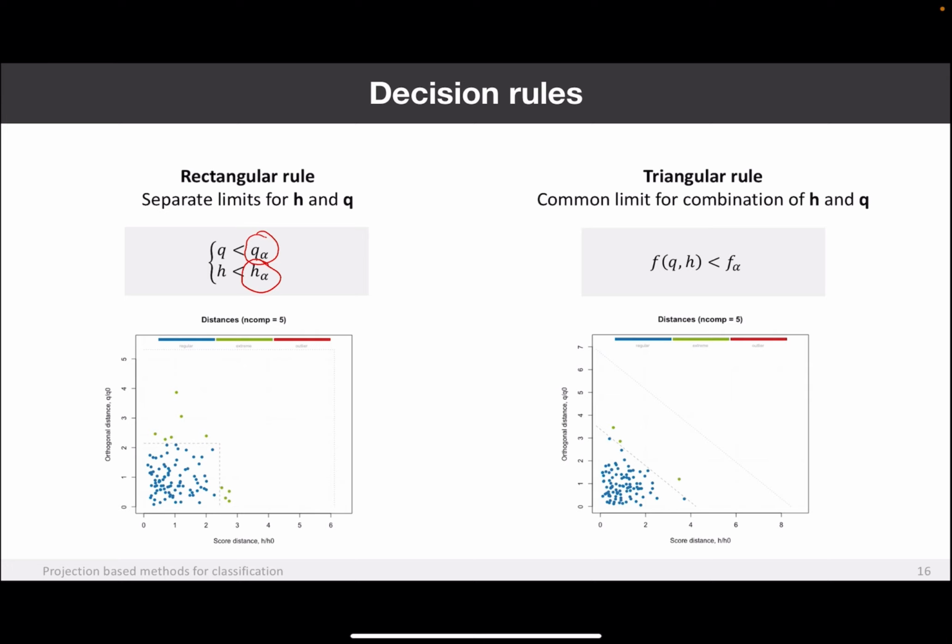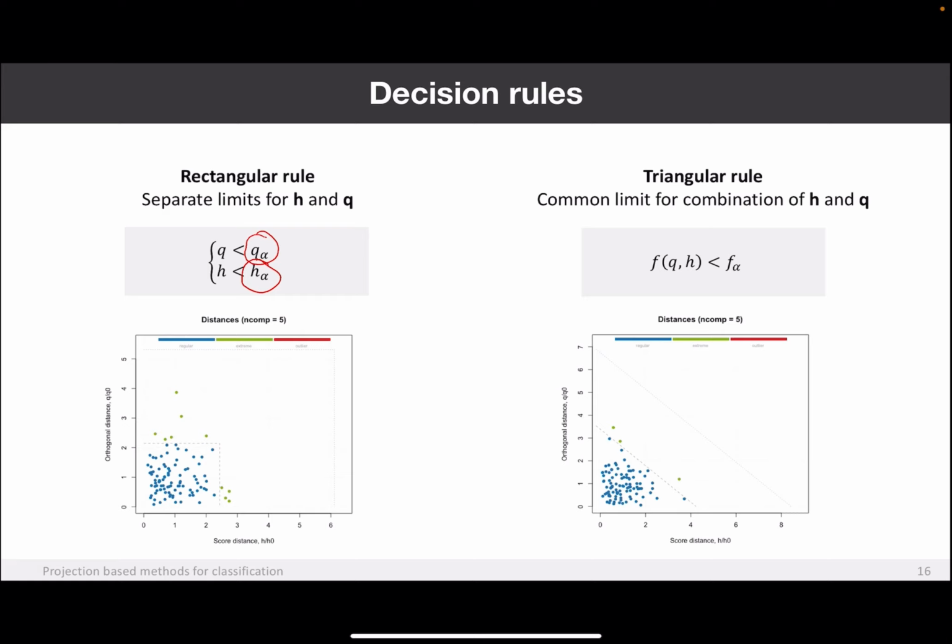So in this case, of course, we have one small problem. It's called the multiple comparison problem, because you need to run two tests to make one decision, to test one hypothesis. So you have a higher risk of type 1 error. And then you need to use, for example, Bonferroni correction or similar things from statistics. Anyways, rectangular rules are still popular. You can find them in many software.